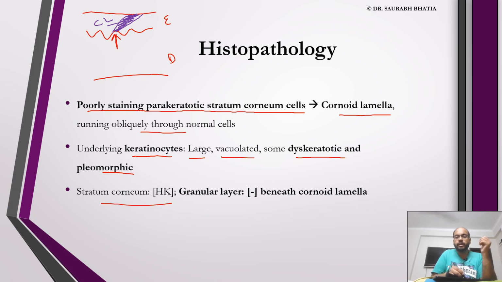Remember that just below the cornoid lamella, just at this level, the granular layer will be absent. Why? Because the cells are not properly functioning as corneocytes, so they will not be able to form granules, they will not be able to form the granular layer. So just below the cornoid lamella, you will have absence of granular layer, and this is an important biopsy finding. If somebody asks you about histopathology of porokeratosis, you need to mention this also along with cornoid lamella. Let's move forward.